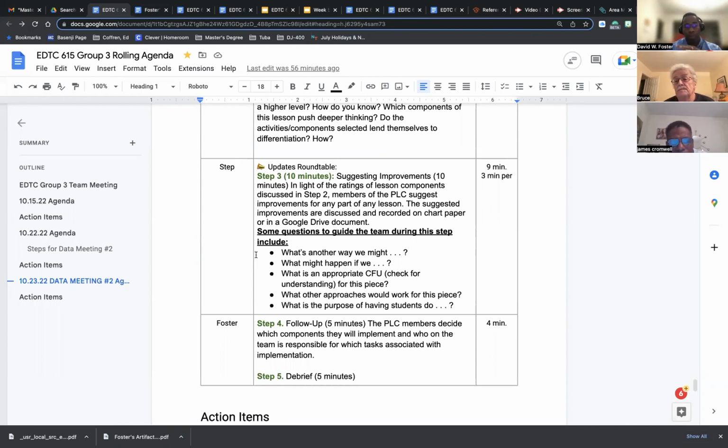Okay, so just to make sure we are in step 3, suggesting improvements in light of ratings of lesson components discussed in step 2. Members of the PLC, that's us, may suggest improvements for any part of any lesson. So here's my first suggestion. Which lesson are we talking about? Are we talking about the artifacts, or are we talking about this particular exercise we were given by the university?